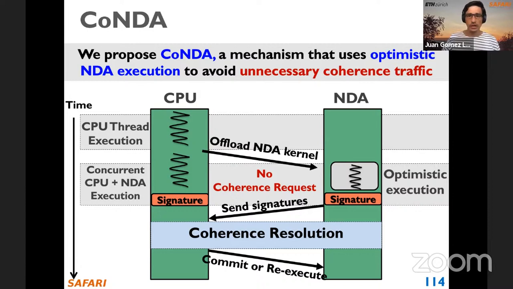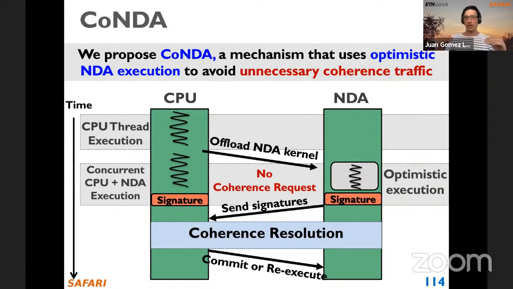So again, the idea is the CPU thread is executing. At some point, it offloads some computation to the NDA, to the processing-in-memory accelerator or processing-in-memory core. At that time, while the NDA accelerator is computing, the CPU might be computing other stuff, maybe on the same data structure or different data structures. And we assume an optimistic execution. We don't care about coherence at that point. We assume that everything is going to work well.